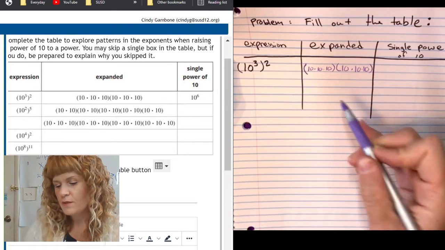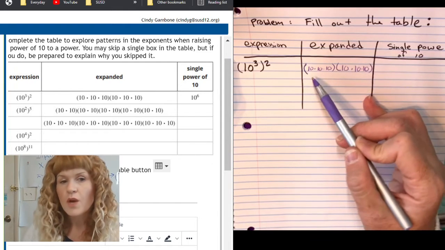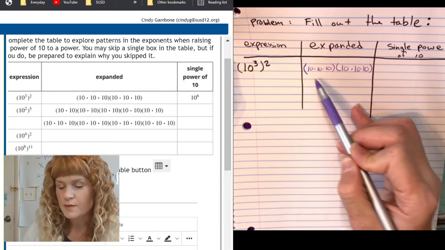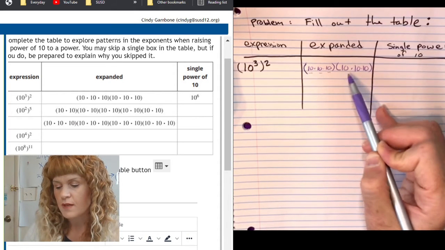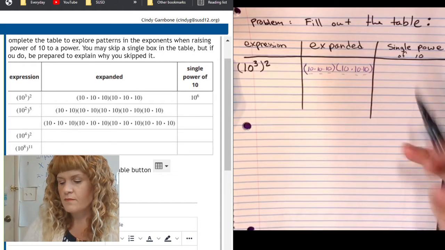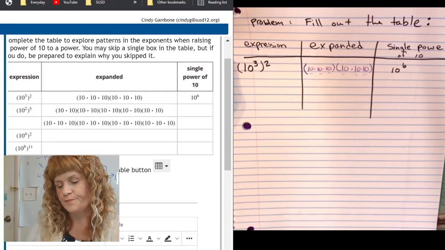Now, as a single power of 10, how many times are we multiplying 10? Remember, exponents are repeated multiplication. So count how many times. 1, 2, 3, 4, 5, 6. If I simplify then, it's 10 to the sixth power.